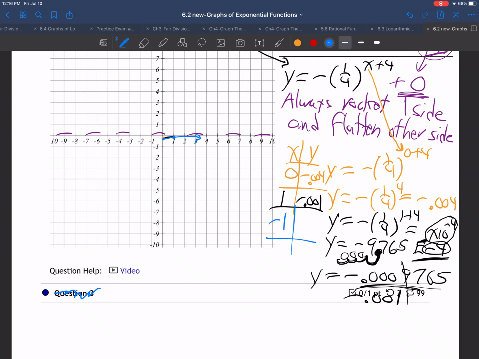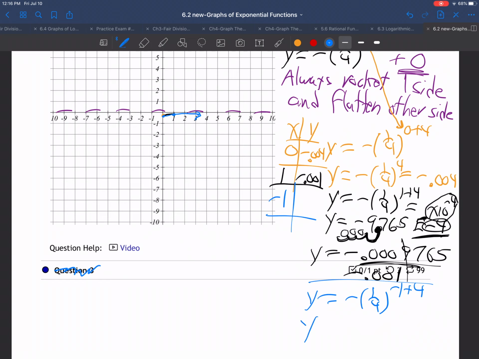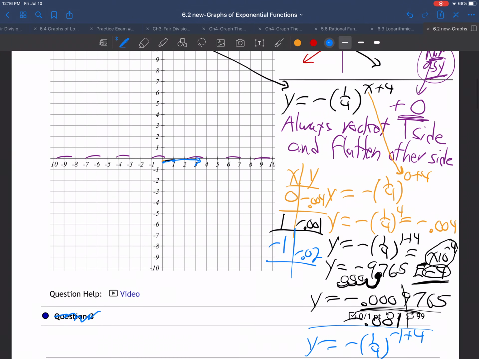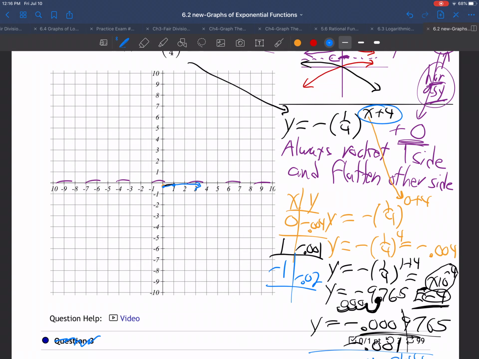Let's go negative 1. So if I do negative 1, I'm going to get y equals negative 1/4 to the negative 1 plus 4, which is negative 1/4 to the third. Hit the buttons on your calculator. I'm getting negative 0.02. I'm going to round it. Negative 0.02. Well, it's still not. Yeah, at this point, I'm getting tired of the decimals. Can you see what we could plug in up here to make it a little cleaner? Negative 4. Do you see that?